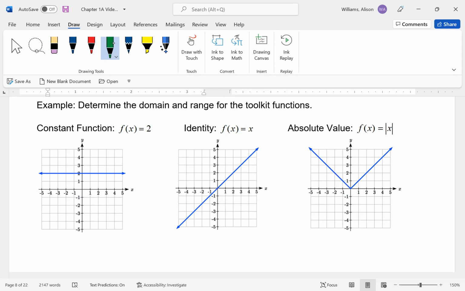Okay, so for the constant function, we referred to f of x equaling 2. In this function, the domain is going to the left forever and to the right forever. So it's all real numbers. And in interval notation, we would use negative infinity to positive infinity to do that. The range is actually only one value. It's 2. It's always going to be 2.